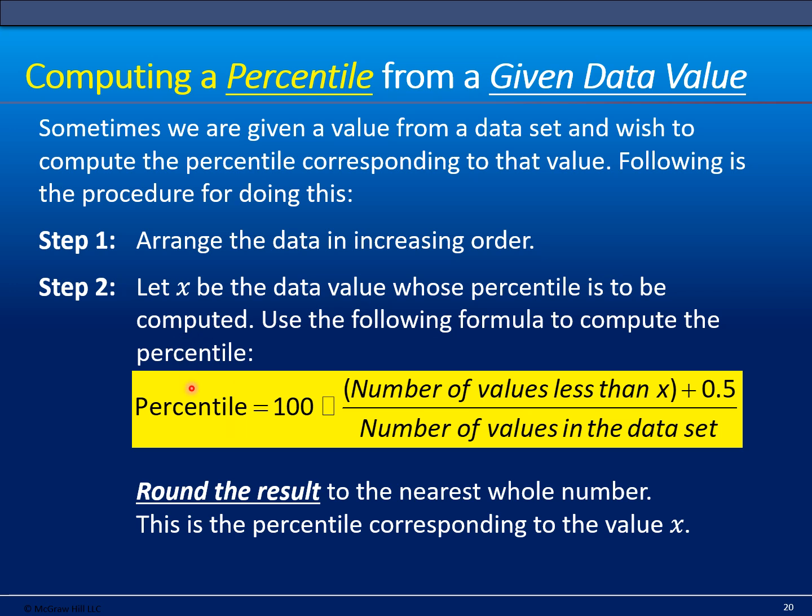Again, for the percentile of a specific value, figure out what position your value is in. Say it's 27, then there are 26 values less than that. That's what we put here, the number of values less than that data point. Add 0.5, divide by the total number of values, your lowercase or uppercase n, and then multiply by 100.